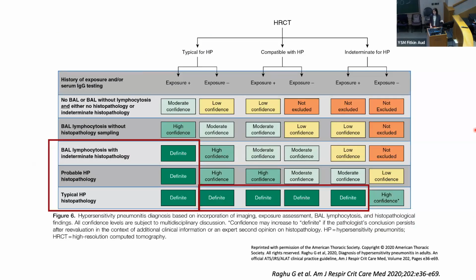So one of the big issues with this guideline for HP is you can't make a definite diagnosis of HP without a surgical lung biopsy. I feel like this is a really big issue. And anything over 90% confidence, I don't really know what that means. I think confidence is actually more a factor of the clinician rather than any other feature. And I think it depends on how you woke up that day.